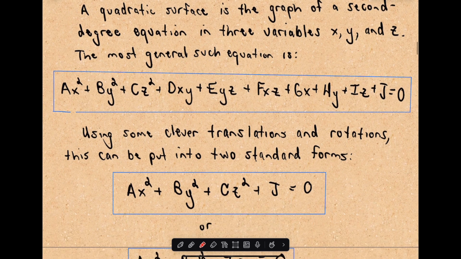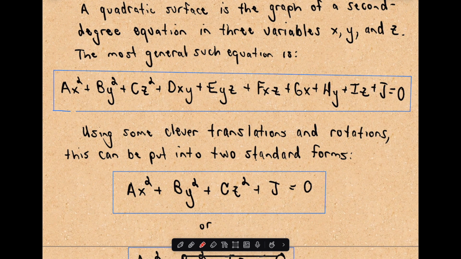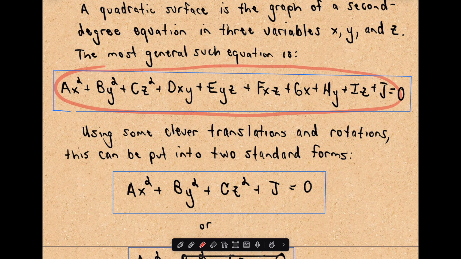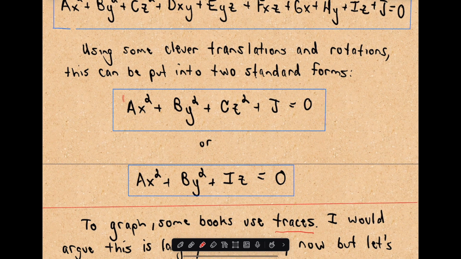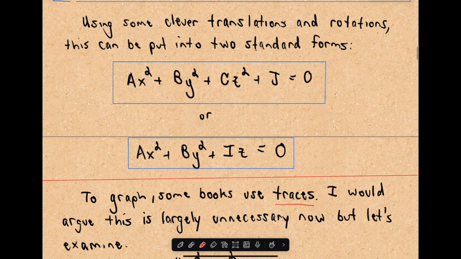Now if we use some translations and some rotations, we can take this long general form and put it into what are known as our 2 standard forms. We would have ax squared plus by squared plus cz squared plus j equals 0. Or we could put it into the form ax squared plus by squared plus iz equals 0. And notice what's happening here: in our first standard form, all of the x, y, and z are being squared.